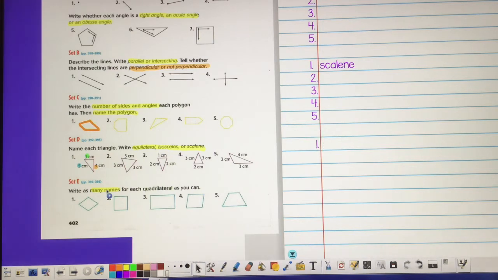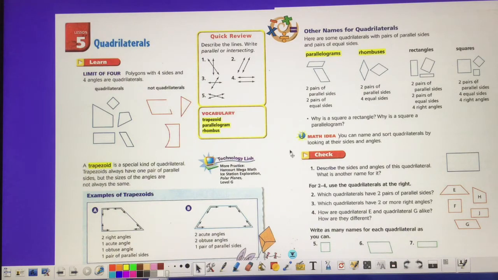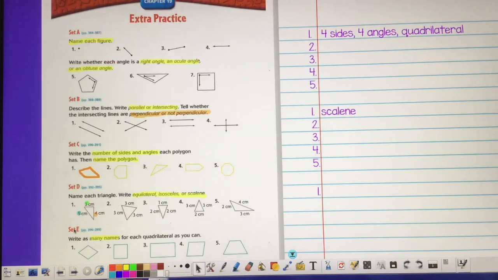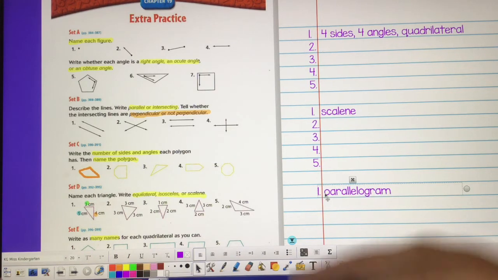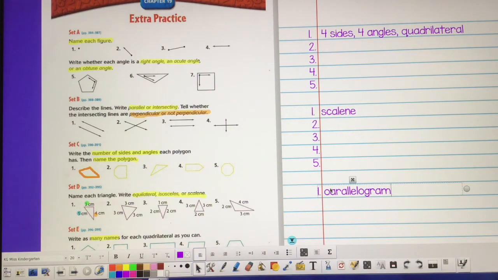Okay, so if I go back, again on page 396 and 397, the next one is a parallelogram. Does it have 2 pairs of parallel sides and 2 pairs of equal sides? Does it have 2 pairs of parallel sides? I'm thinking yes. So then with number 1, I'm going to write a parallelogram. Okay, but I have to write all of them. Whoops, I spelled that wrong. Sorry, guys. Parallelogram. Okay, so it's not a trapezoid.